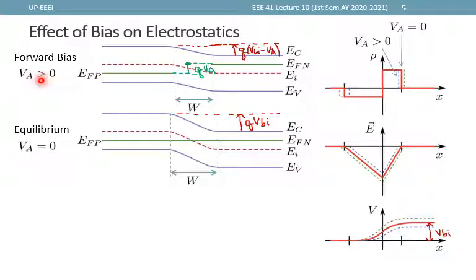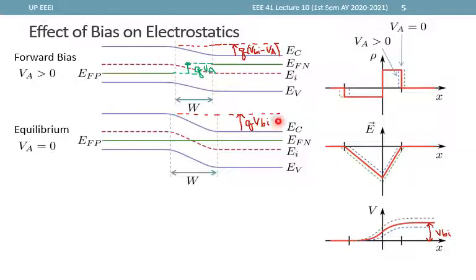Note also that under this case, the Fermi level at the P side is lower than the Fermi level at the N side. So this is the plus terminal and this is the minus terminal. So this one is lower because the voltage is related to the energy band diagram by a negative proportion.